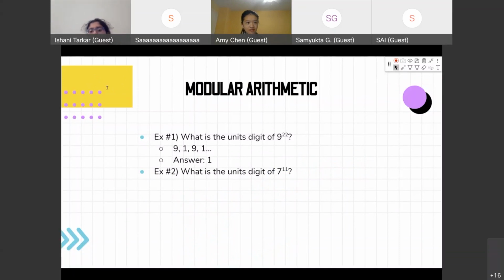The way to figure out what you divide the power by is how many numbers are repeating in the pattern. Since 9 to the power of x repeated every 2 digits, we did modulo 2, because we wanted to find the remainder when divided by 2. And for 7 to the power of 11, because 7 to the power of x repeats every 4, we did modulo 4.